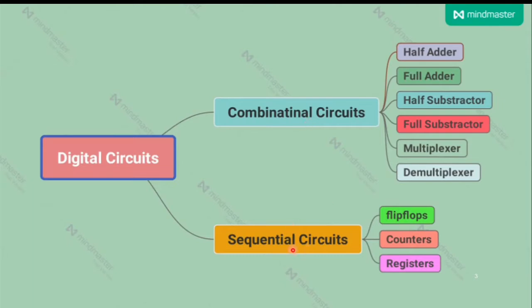Sequential circuits have memory, and that's why their output depends on the present input as well as past input and output. These are examples of sequential circuits and these are examples of combinational circuits. So in this lesson we are going to discuss the multiplexer.